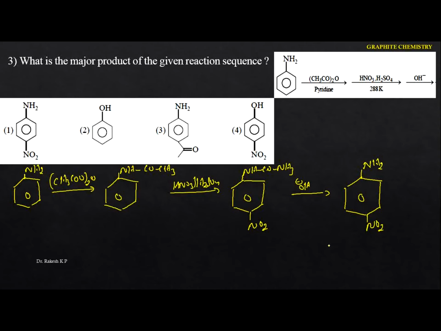That means finally we got the para nitro, that is the aniline. So in this case, to identify the particular option, the answer is the first one.